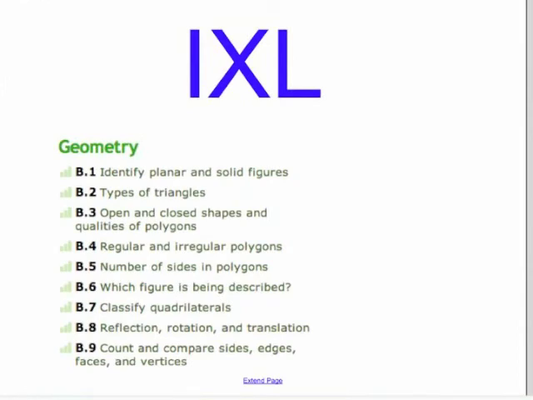Okay, 5M, let's get on IXL, the app. It's on your iPad, and log in. We have your login information. Raise your hand, we'll bring it around. And get on to geometry. I want you to focus on B2, types of triangles, B4, regular and irregular polygons, and B5, number of sides in polygons as well. Other ones, you can just pick in there which ones you want to practice more. Okay? All right, have fun.